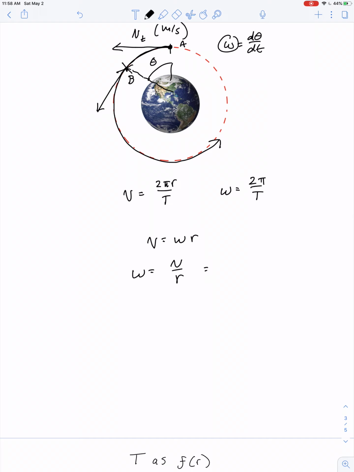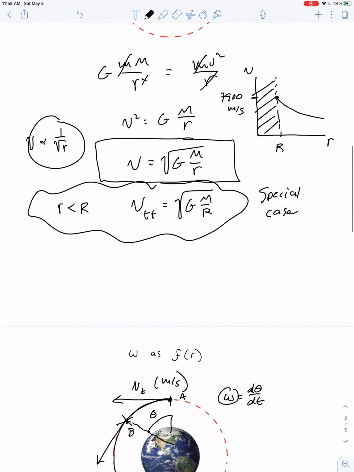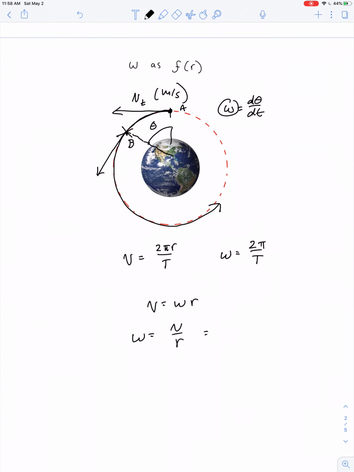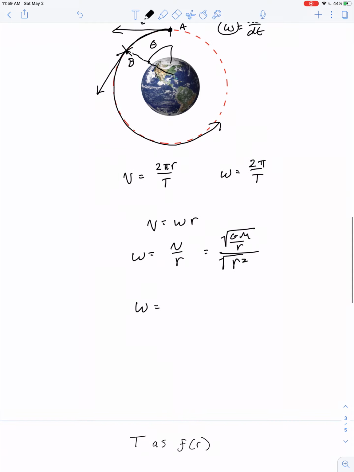And we just found in our previous derivation that v is the square root of GM over r. So the square root of GM divided by r, all divided by r, or in other words, divided by the square root of r squared. So we have omega is equal to the square root of GM over r cubed.